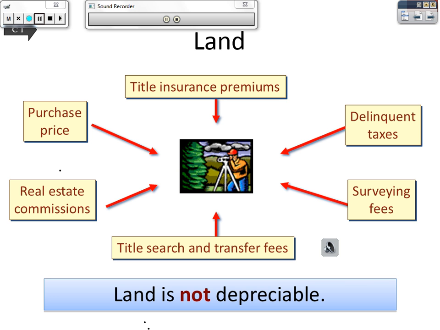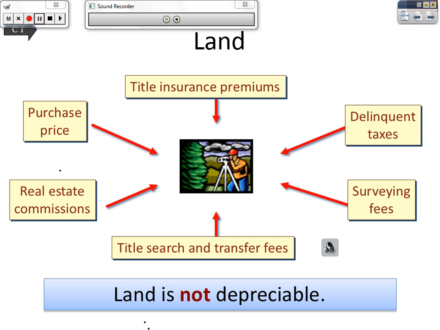Land is not depreciable, and we'll talk about that in a minute. But land is a plant asset, and look at all the costs that were included in acquisition. Insurance premiums, the initial purchase price, the real estate agent that sold it, their commissions, the title search and transfer fees of that land because somebody owned it before you, any delinquent taxes, and any surveying fees to make sure that the land is available to be used. All of those costs went into acquisition.